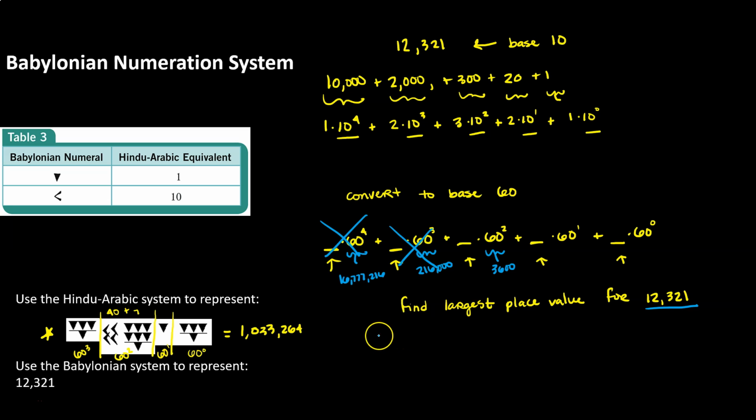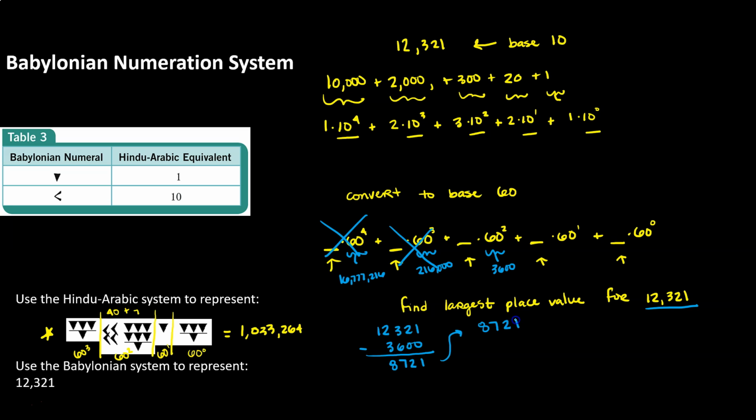To find out how many times we can use that place value, we're going to subtract that 3,600 from our number repeatedly until we've pulled all of those 60 squareds out. So we'll do 12,321 minus 3,600, which leaves us with 8,721. Now, this is totally fine to do in your calculator. If you want to do it by hand, suit yourself. We've removed one of those 60 squared groups. We need to see if we can take out more.